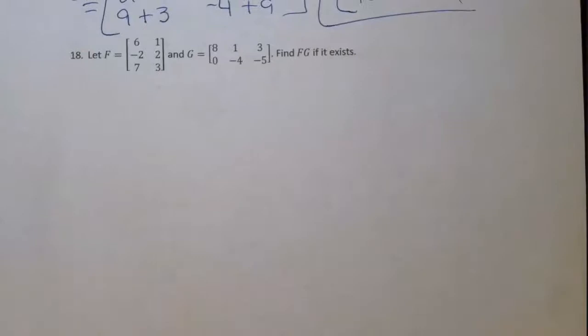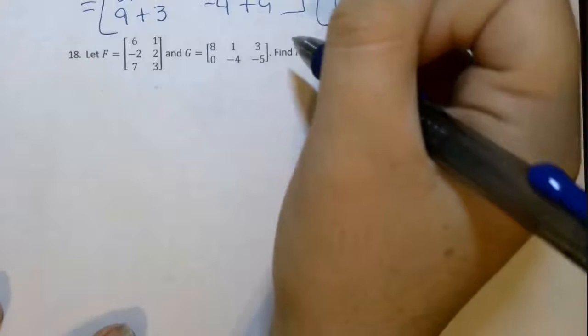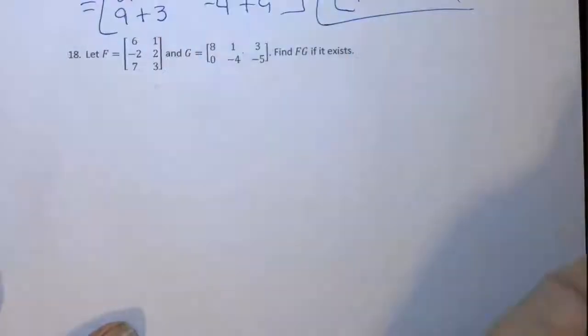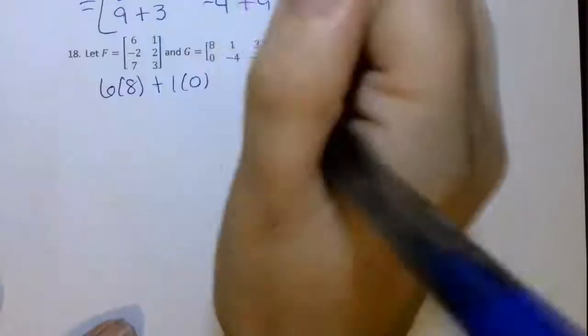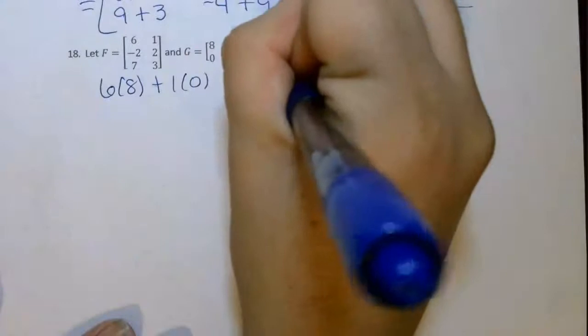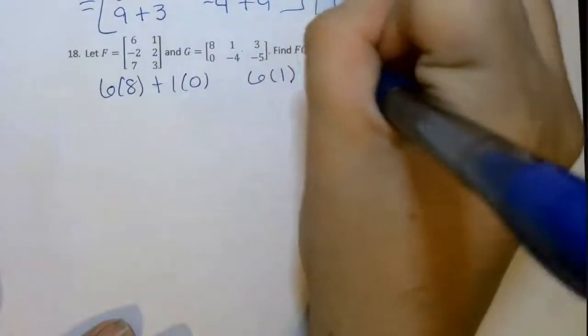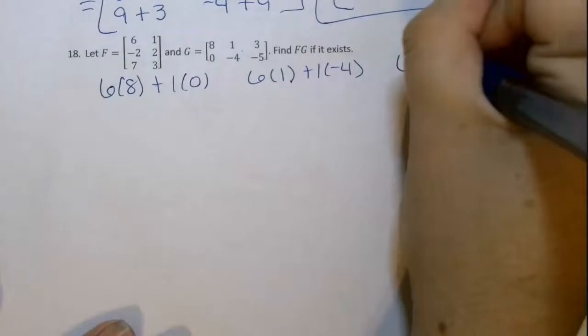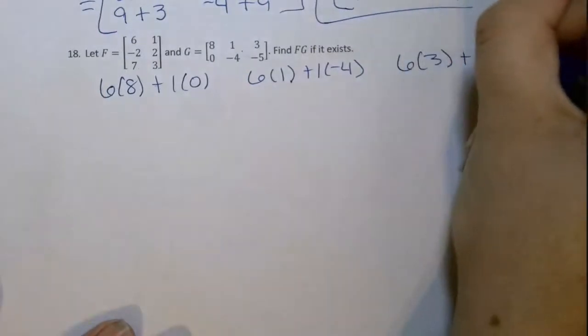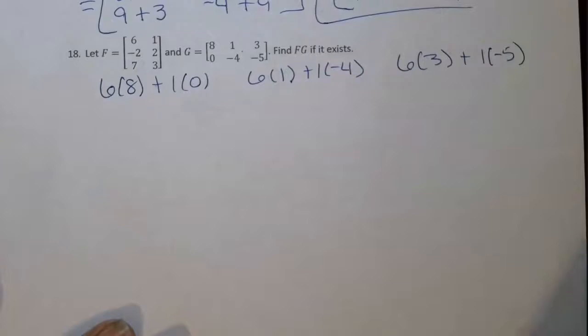Okay, on the bottom it wants me to do the matrix multiplication if it exists. I have a 2 by 3 and a 3 by 2, so they do work. I'm going to have 6 times 8 plus 1 times 0. Then I'm going to have 6 times 1 plus 1 times negative 4. 6 times 3 plus 1 times negative 5.